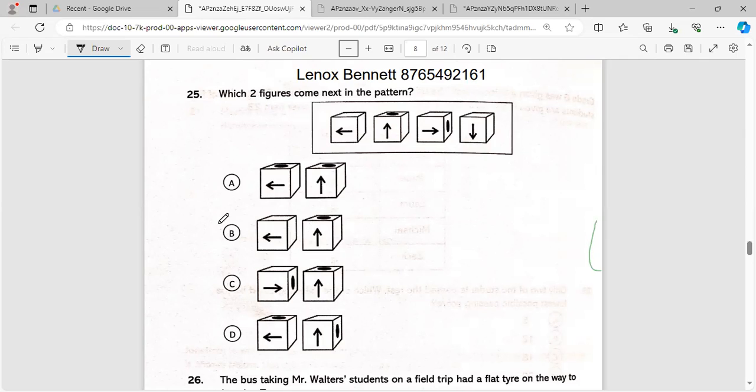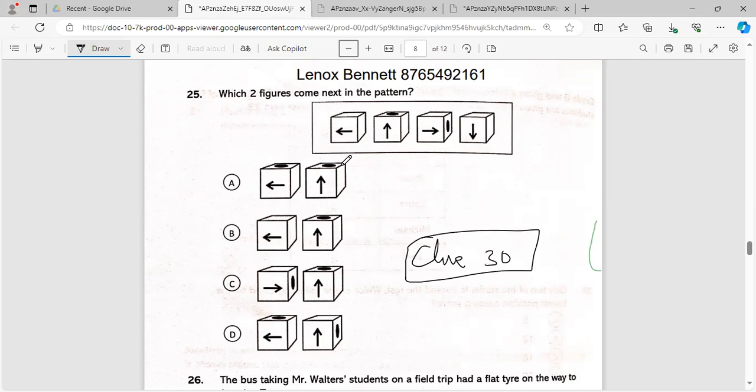All right, cool. Sir, my teacher said that every paper there's always a letter pattern. Yeah, mine said that too, a type of pattern. So go ahead, Barrett. Which two figures come next in the pattern?